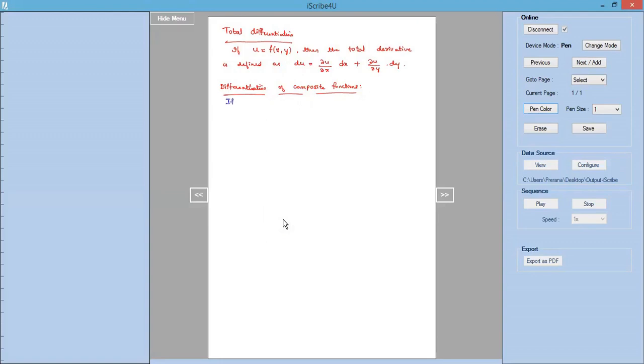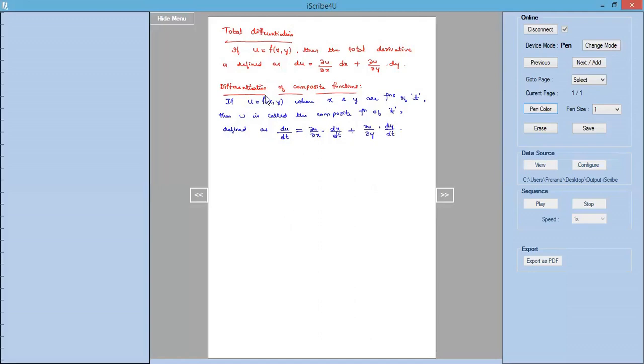If u is equal to a function of x comma y, where x and y are functions of the independent variable t, then u is called the composite function of single variable t, and it is defined as du by dt is equal to dou u by dou x into dx by dt plus dou u by dou y into dy by dt.